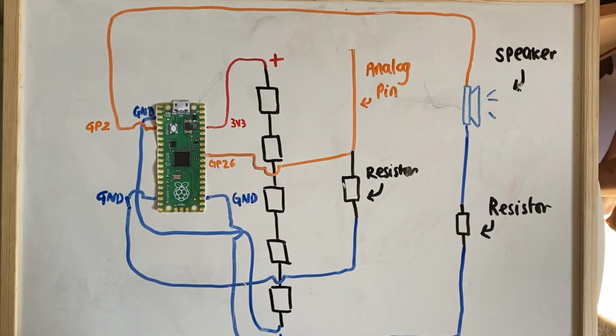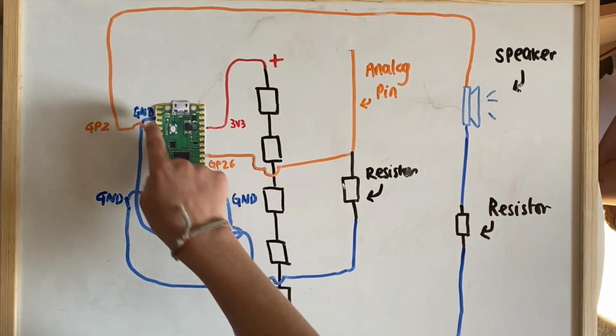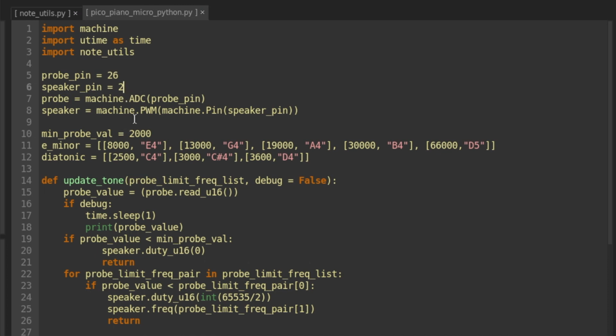Next is the speaker pin. On my circuit diagram, the positive side of my speaker is connected to here, which is GPIO pin 2. My speaker is connected to GPIO pin 2, but again, change that to the GPIO pin that your speaker's connected to.